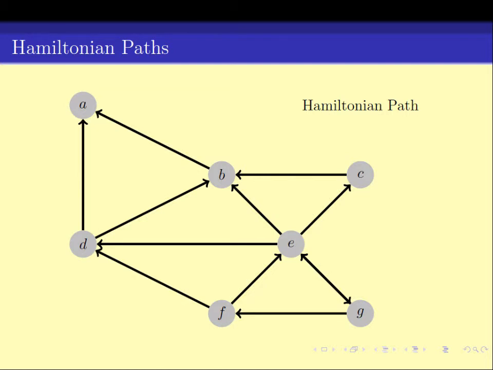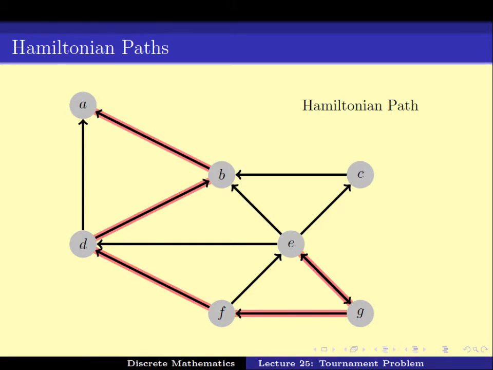In this directed graph, you can see that this is a path from E to A: E, G, F, D, B, A. But it is not a Hamiltonian path because it does not touch every vertex. For example, it does not touch the vertex C. You can also convince yourself by playing with this graph that this graph does not have a Hamiltonian path.